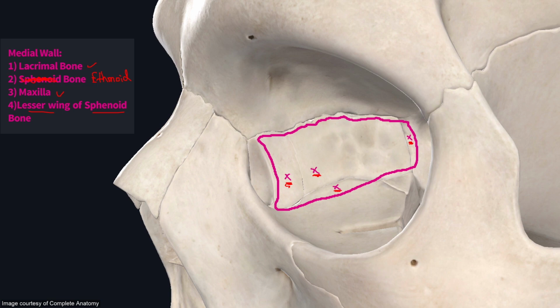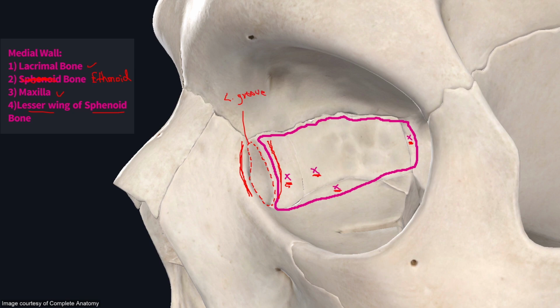Now there's two landmarks that I would like to mention in this region. The first being our lacrimal groove. Now, where is this lacrimal groove? It's over here. So this is our lacrimal groove. It's found between the lacrimal bone and the frontal process of the maxilla. So let me label it. So this is our lacrimal groove.